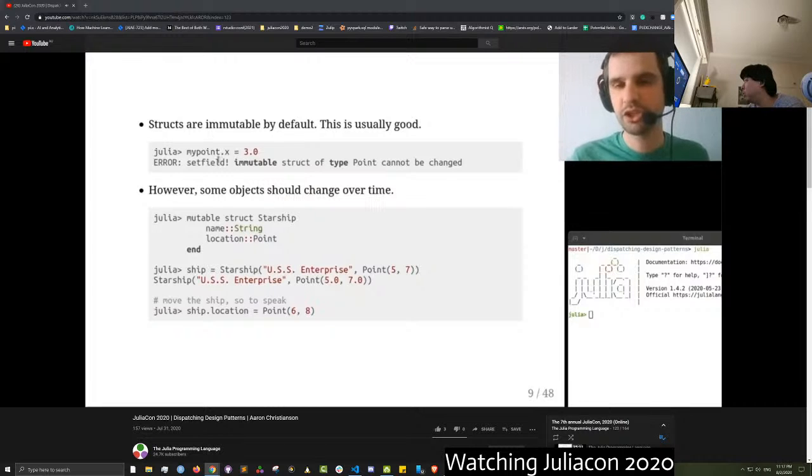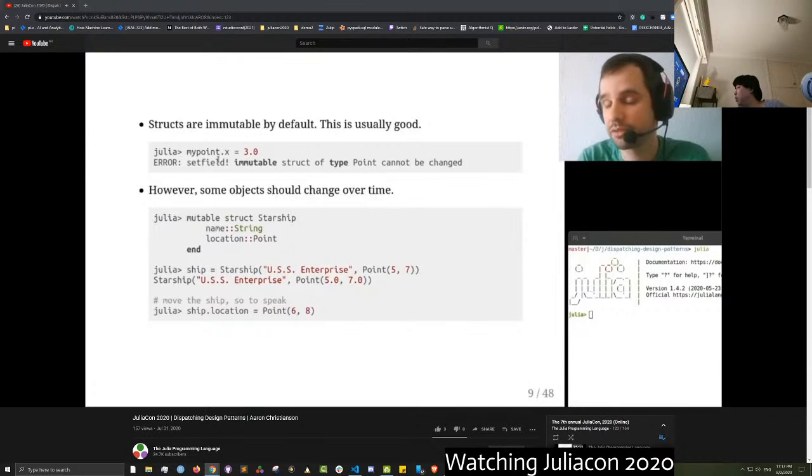So we try to change one of the fields in our point, and it doesn't work, right? A point is a point. It shouldn't change. If you have another point, then it's another point. It's also good for performance, immutability. The compiler can see that and do some interesting optimizations.